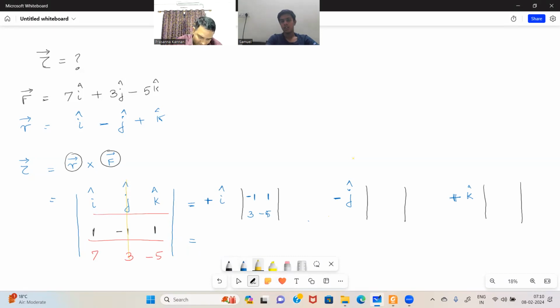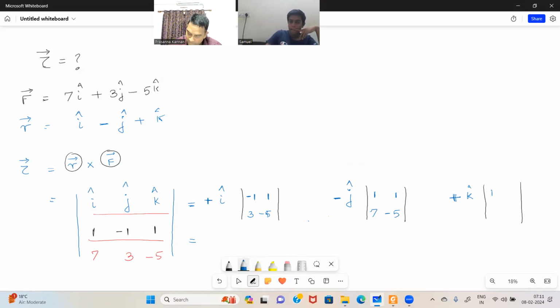Now, for minus J cap, what do you do? You cancel that column, you cancel that row. What are the elements you see? 1, 1, 7, minus 5. That's what you write. Then the last one, plus K cap. For that, you cancel the column where K is present and the row also. What is remaining? 1, minus 1, 7, 3.